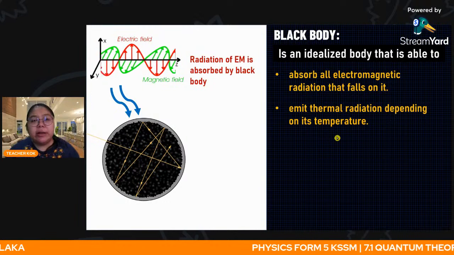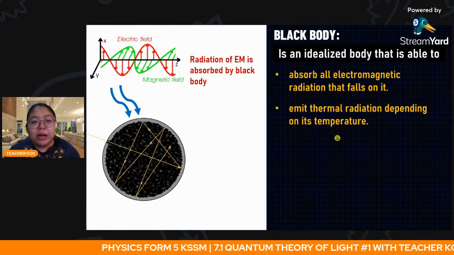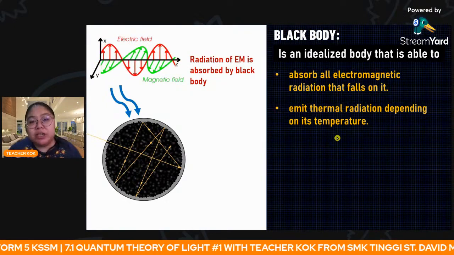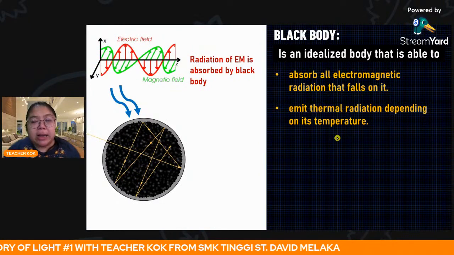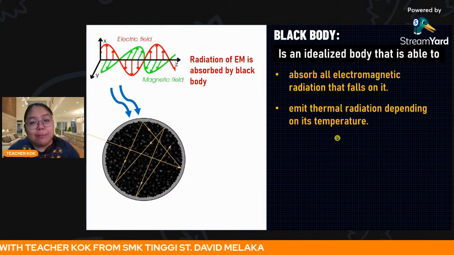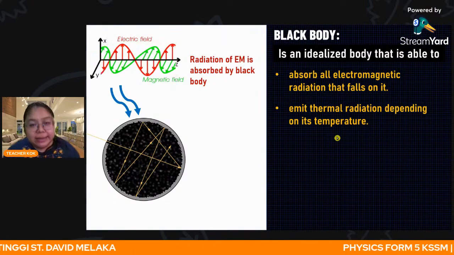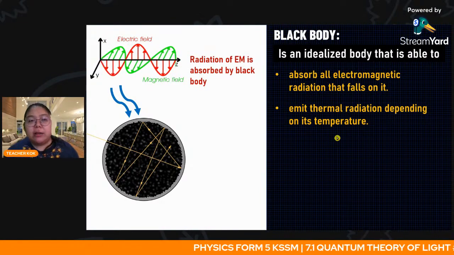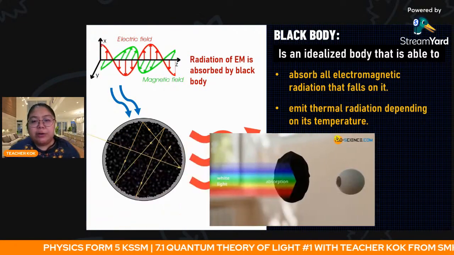So this thermal radiation, how much they emit must depend on the temperature they absorb. So that means the temperature depends on just now: the low temperature, the cool object, and also the high temperature, the hot object, just now the radio wave and also the gamma ray. So this depends on the temperature. After that, how much they release.